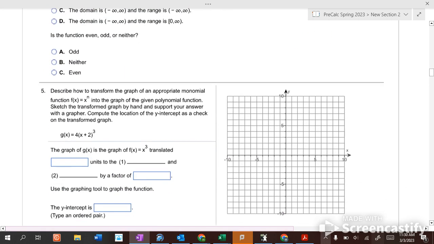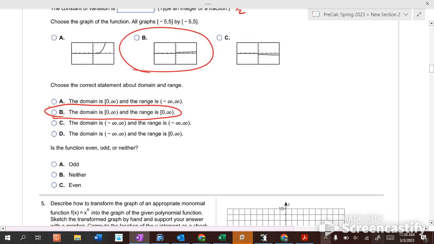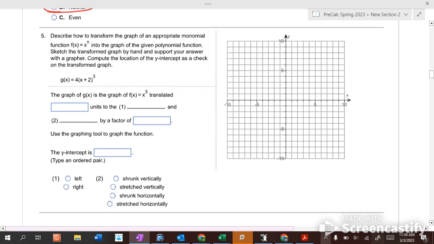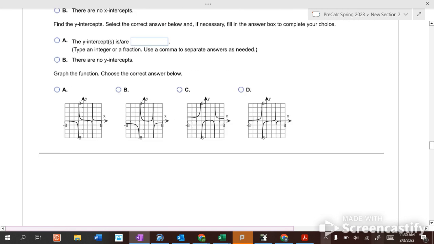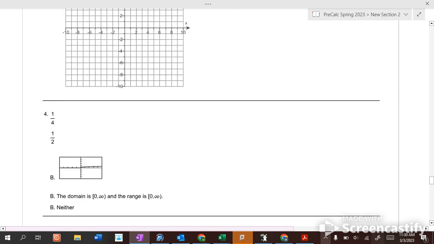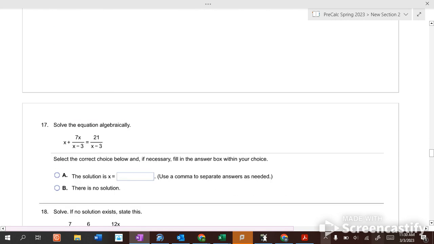Okay. Is it odd, even, or neither? Does it flip over the x-axis? No. Does it flip over both the x-axis and y-axis? No. So it would be neither. I'm pretty sure that's right. Let me just check, make sure Mr. Bierschbach's right, because I don't like telling lies. Yep, it's neither.